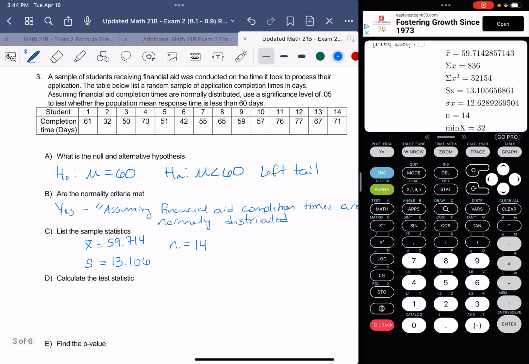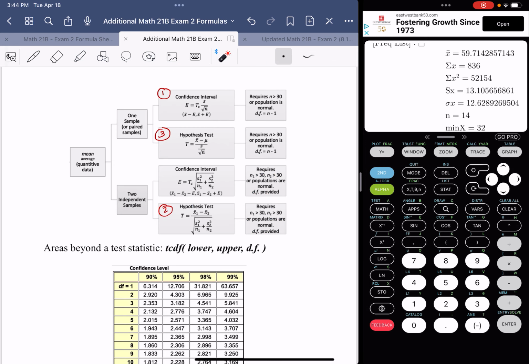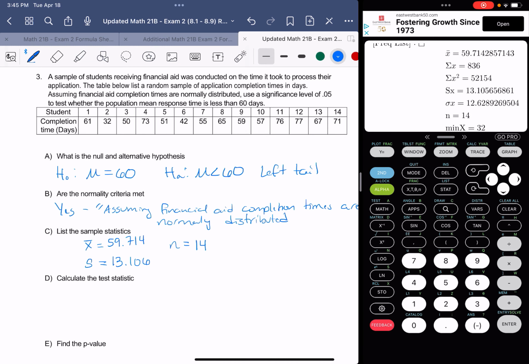Okay, part D, calculate the test statistic. And again, in case you forget, this is the formula we use to calculate the test statistic. T equals X bar minus mu divided by S divided by the square root of N, which we have each piece of information for. So it's a matter of substituting it in correctly.